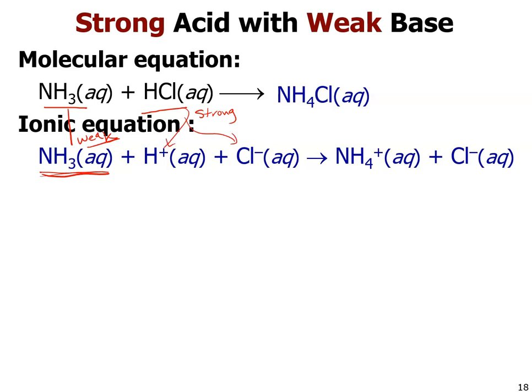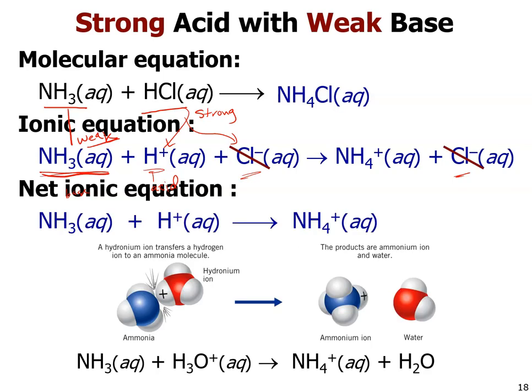And then if this is a base, and this other version is the acid, we know that the acid, the hydrogen, is going to attach to the base, and we're going to have these chloride ions as spectator ions. So those can then cancel out for our net ionic equation, which then is the ammonia plus the hydrogen, or the proton, is going to give us the ammonium ion. And so this is the example of a strong acid and a weak base.